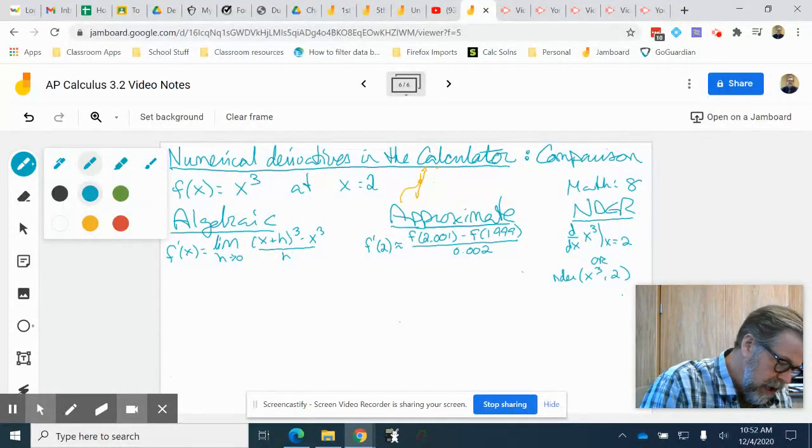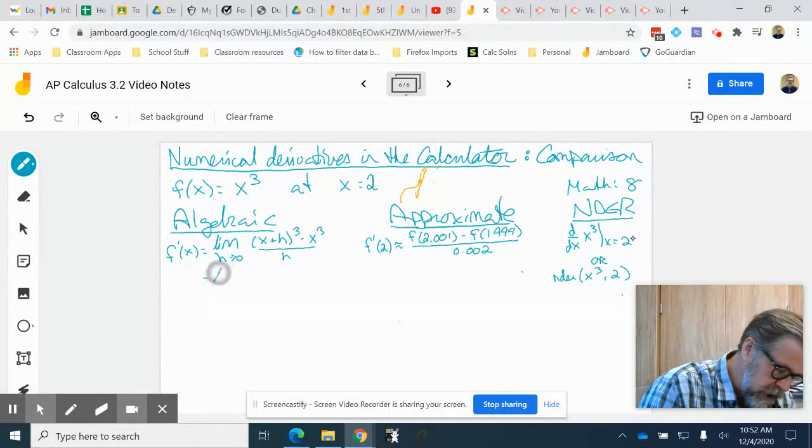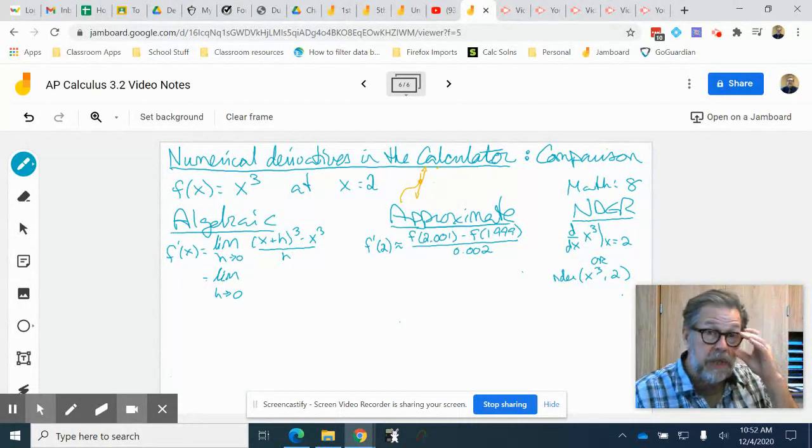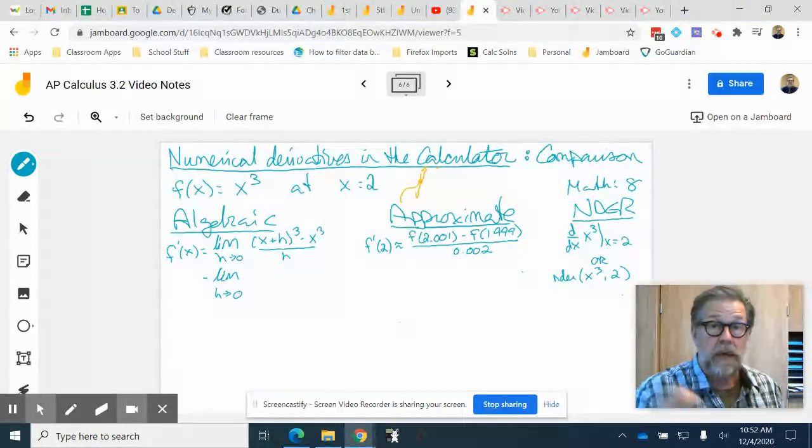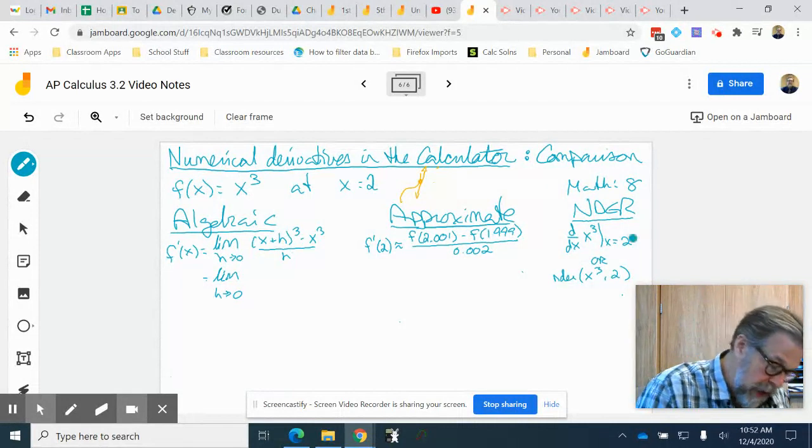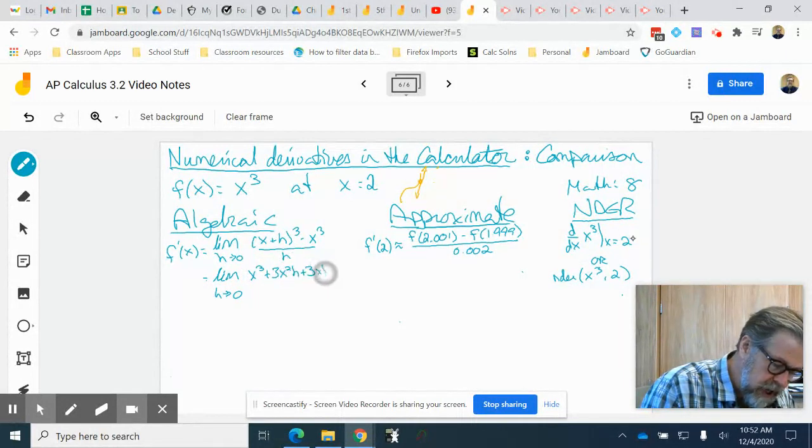Here we go. The algebra says this is the limit as h goes to 0. Well, I'm going to use a binomial expansion. If you're not familiar with that, look up Pascal's triangle and binomial expansion. But I don't have to multiply that all together. I know that that is x cubed plus 3x squared h plus 3xh squared plus h cubed. And hopefully you see that pattern. Notice it's 1, 3, 3, 1, and the powers are changing by 1 each time. I've got a minus x cubed on the end, and it's all divided by h.